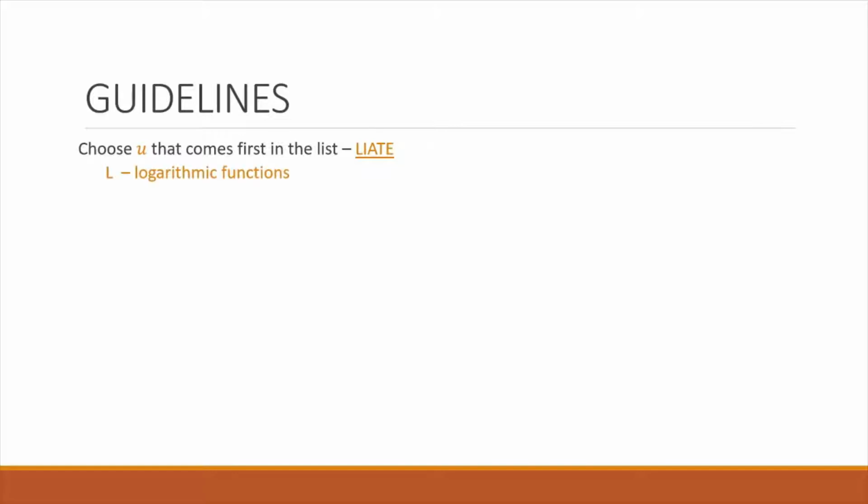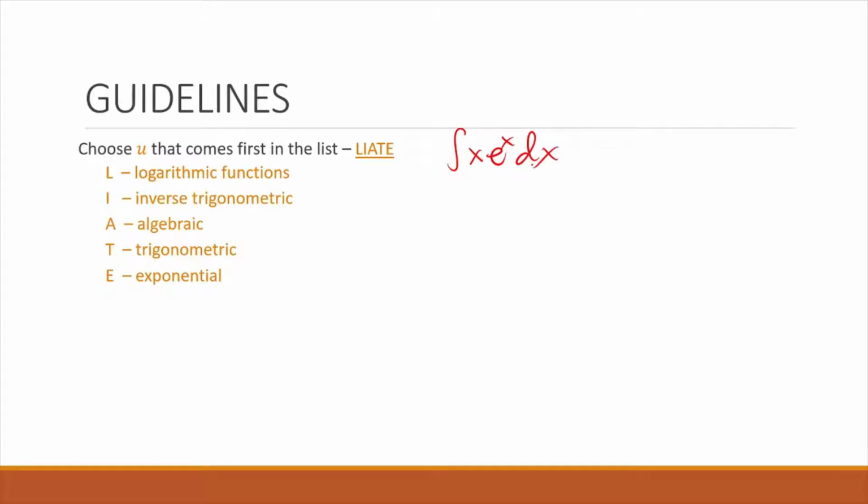L stands for logarithmic functions, no? I is for inverse trigonometric functions. A is for algebraic, and then T is for trigonometric. Lastly, E is for exponential. Okay, so let's take, for instance, the previous problem, integral of x times e raised to x dx. All right. We have a product of x is an algebraic expression, and then e raised to x is an exponential expression. So according to the list, we have here algebraic first before exponential. So we choose the algebraic portion, x, as u. Okay, and then the remaining expression, which is e raised to x dx, is the dv portion.